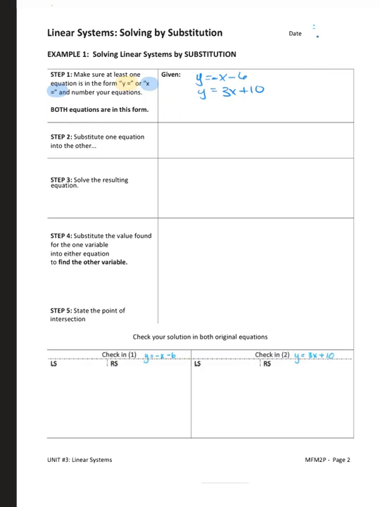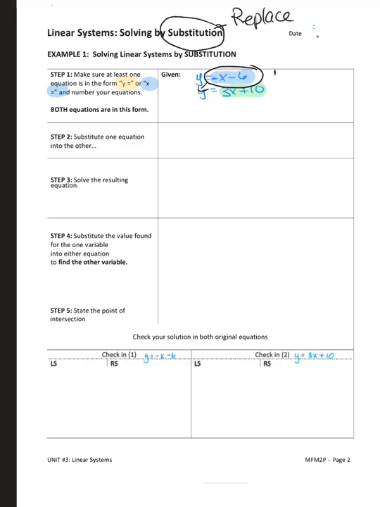Both equations are in this form here, and what this means is that this equation is saying that y equals negative x subtract 6, and then this equation below it is also saying y equals 3x plus 10. And if they're going to be equal at the same point, then we can actually end up substituting the first equation in for y. And remember, substitution means replace. So in one of the equations, we're going to replace y with negative x minus 6. Okay? So let's do that in the next step.